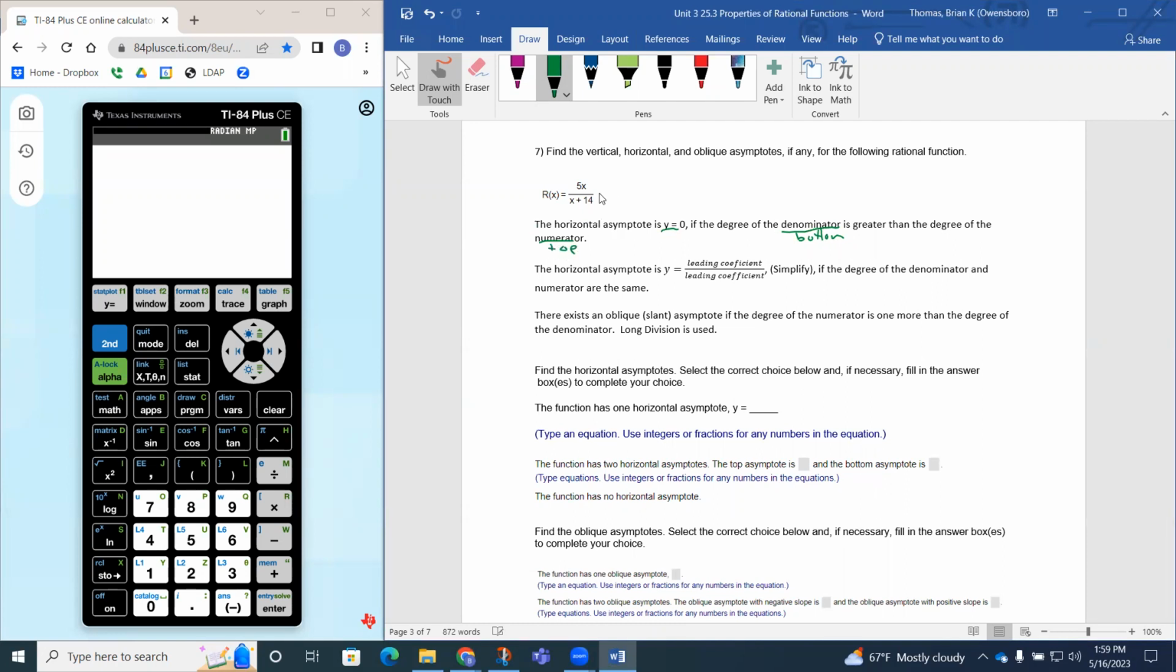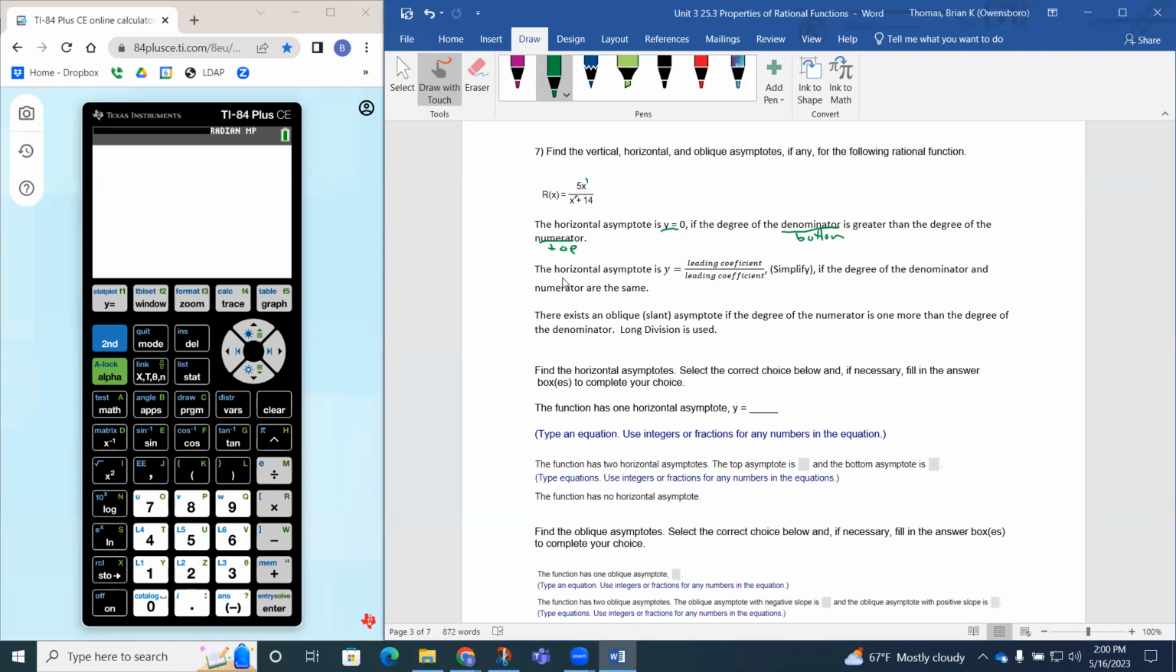So if I look at this problem right here, notice that the degree of the top is 1 because the exponent of the x is a 1. And the degree of the bottom is 1 because the first term has a degree of 1. But remember, a constant has a degree 0. So this is not going to hold true because the degree of the bottom is not greater than the degree of the top.